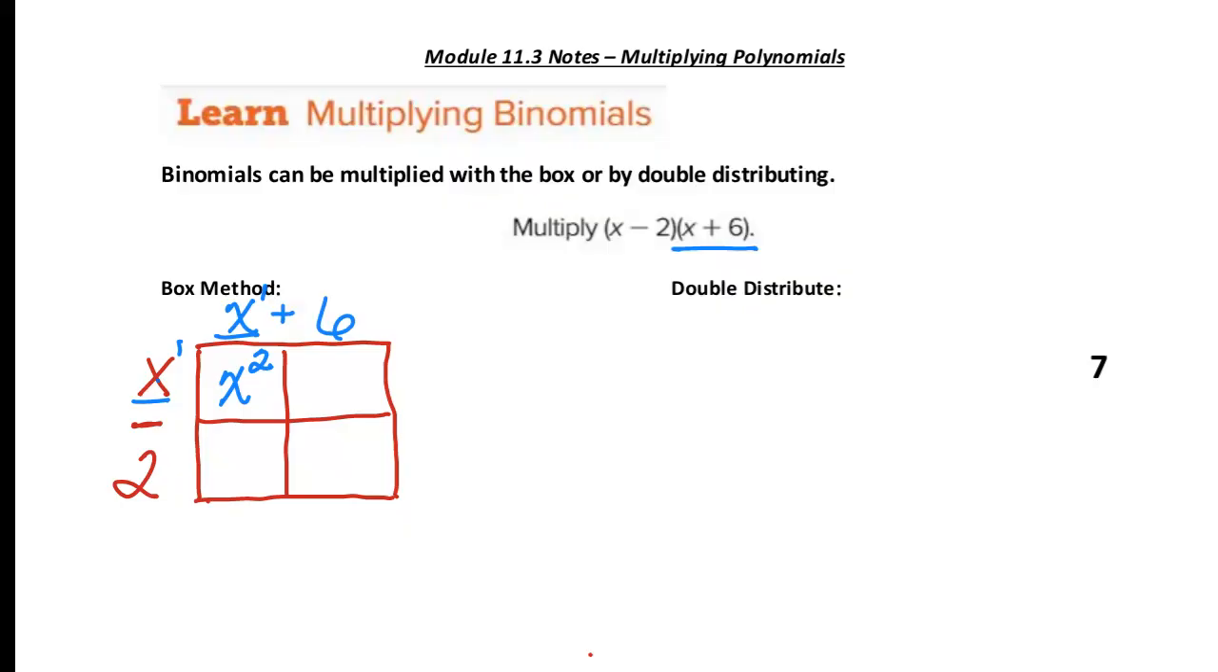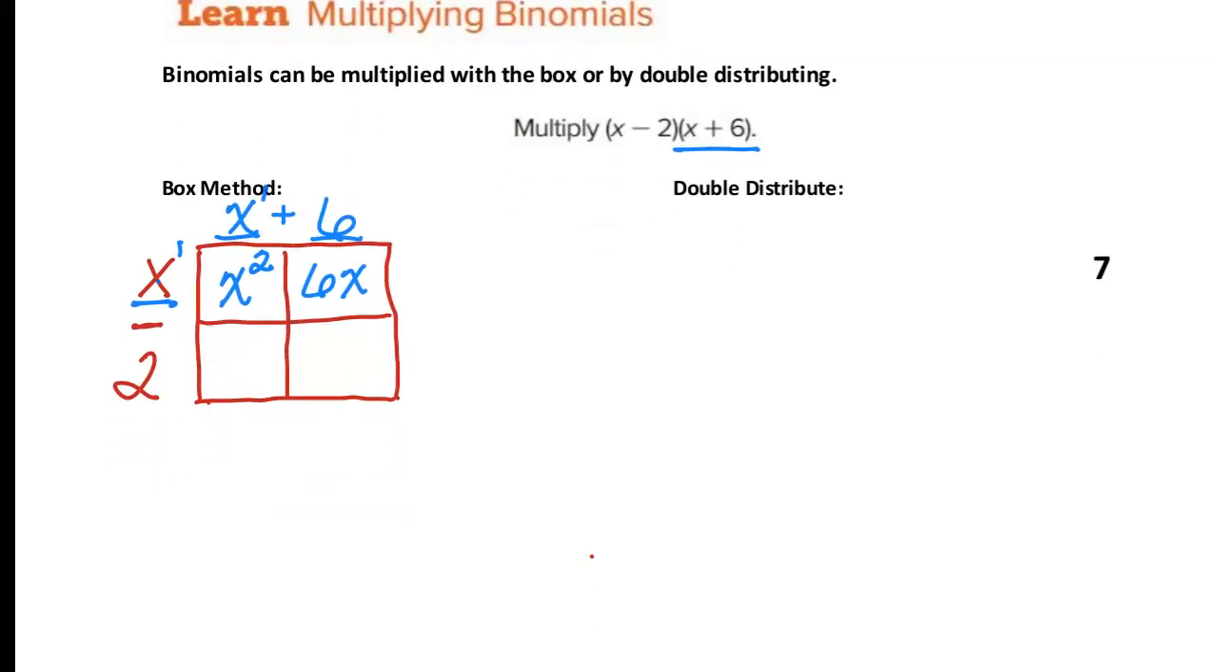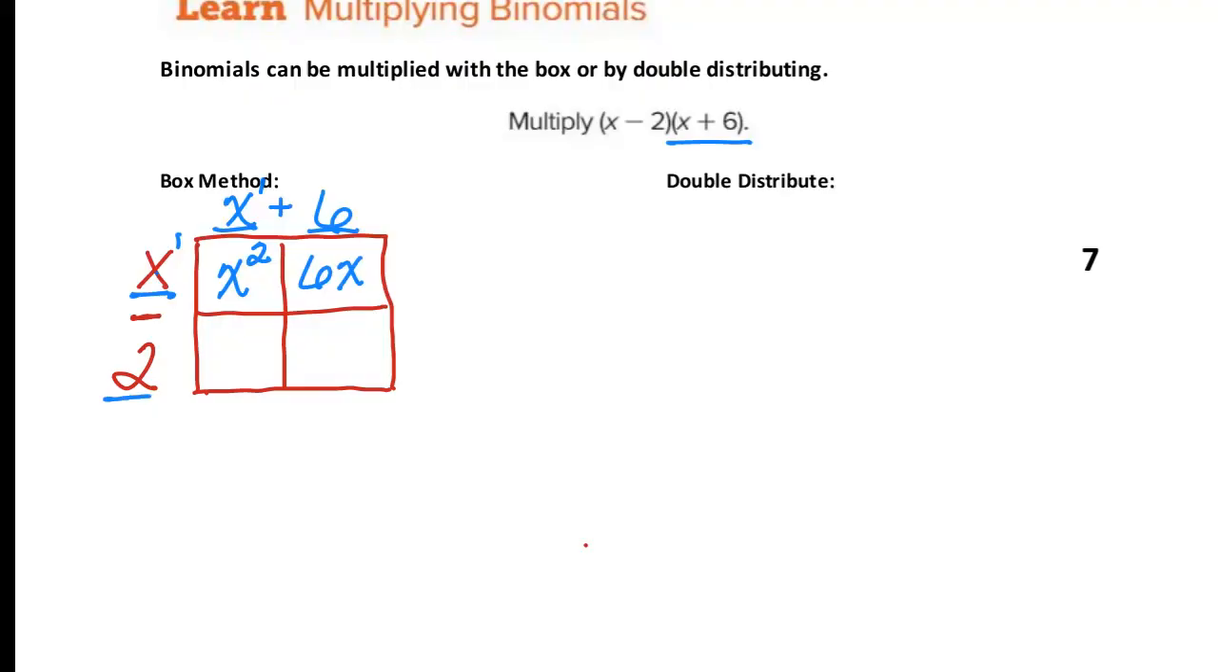All right? Then you take the x to the first of that first row times this positive 6. So x to the first times 6 is going to give you 6x. So the box is helping us organize our multiplying. Now we go down to the second row. We have 2 times the x, which is at the top of the first column. So 2 times x is just 2x. And finally, we have 2 times 6, which is a positive 12.